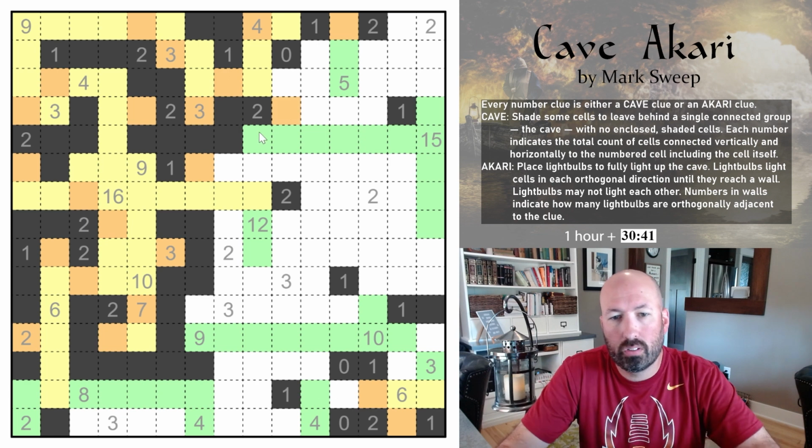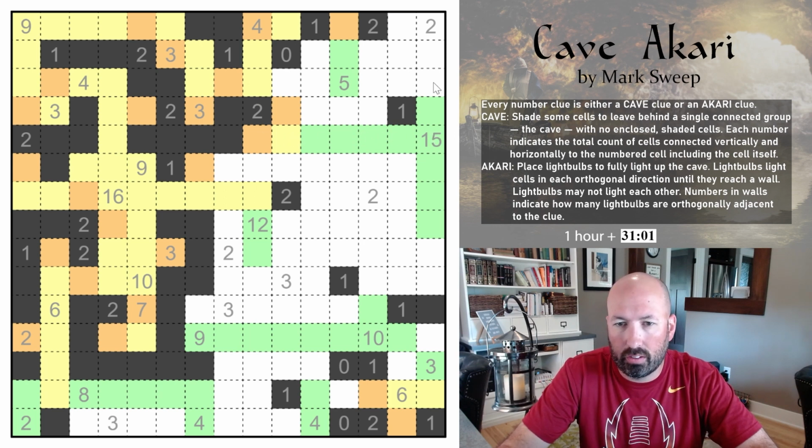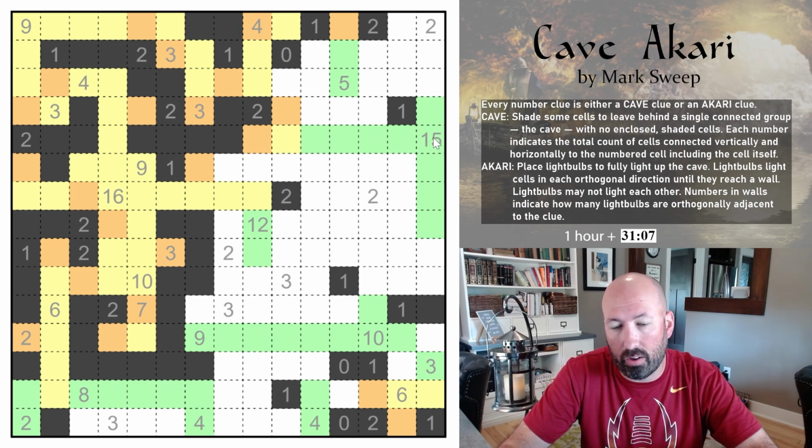And this 2 has to have lights right in those 2. Now, what does that do? Okay, I think the 15 here: 2, 4, 6, 7. So it's got 7 total horizontally, including itself. 2, 4, 6, 8. And 9 vertically, including itself. 9 and 7 is 16, but you're double counting.